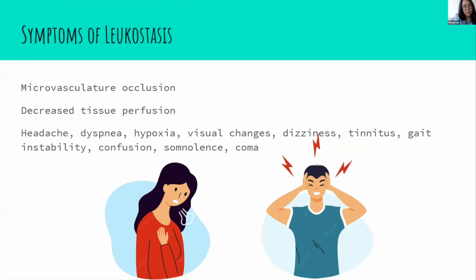Most commonly, the symptoms that people will present with are neuro and pulmonary symptoms. So headache, dyspnea, hypoxia, visual changes, dizziness, tinnitus, gait instability, confusion, somnolence.